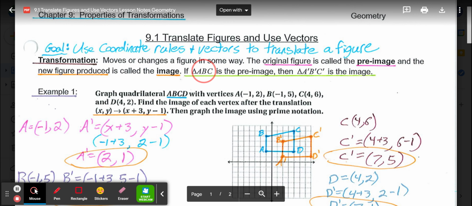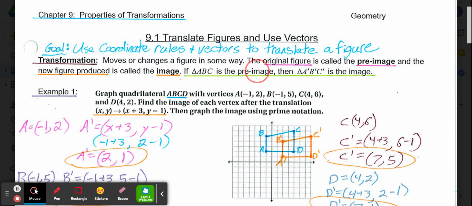So if triangle ABC is our pre-image, then triangle A prime, B prime, C prime is the image. The little apostrophe after the letter reads as the word prime. So triangle ABC becomes triangle A prime, B prime, C prime. Anytime you're dealing with a transformation, if we're seeing the apostrophe letters, that is our final image. If there are no apostrophe letters, that's going to be our pre-image.